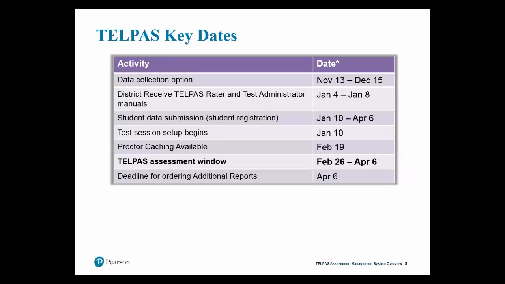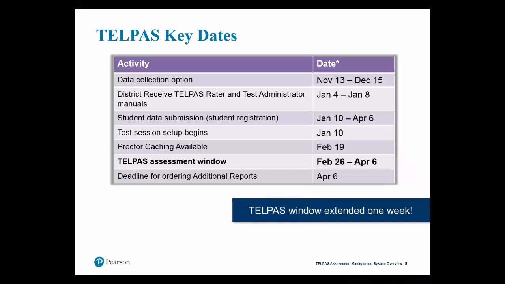Now, there is an extension of the TELPAS window that has been extended by 1 week. One thing, though, that you do want to be aware of is that there is no verification window for TELPAS this year. So come April 6th, the TELPAS assessment window, that is the deadline. And April 6th is also the deadline for ordering additional reports. So some key dates there for you for TELPAS.